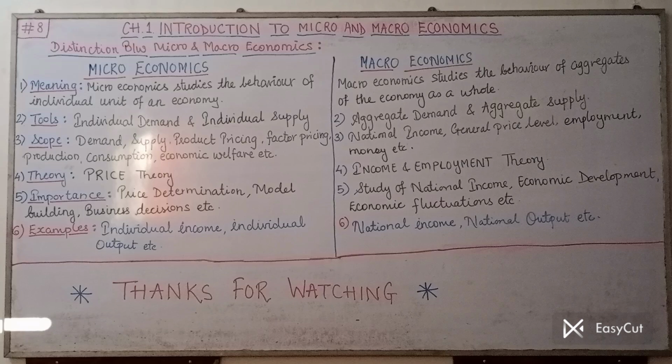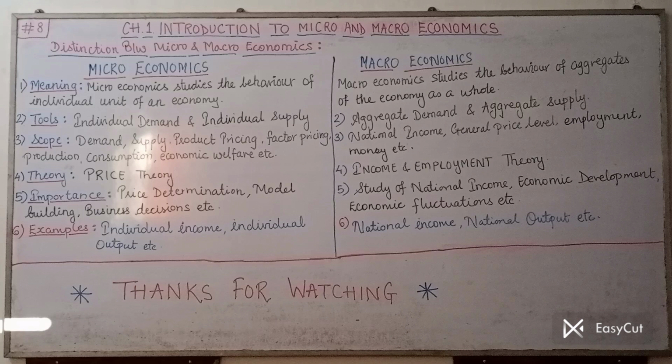Now again, coming back to micro, second point, tools. Individual demand and individual supply are the main tools under microeconomics. Whereas aggregate demand and aggregate supply are the main tools under macroeconomics. Since it is the bigger one, there it is aggregate. Aggregate means total: aggregate demand and aggregate supply.